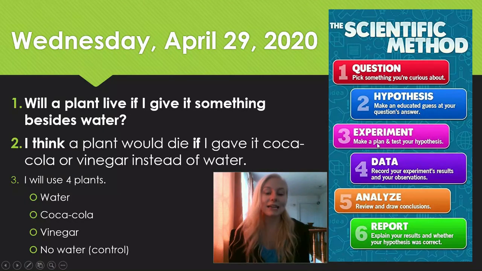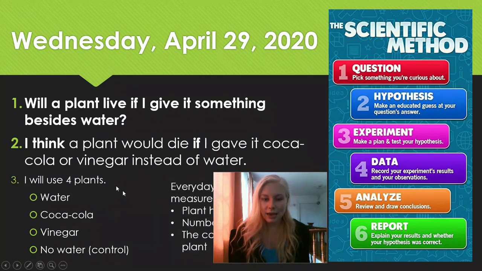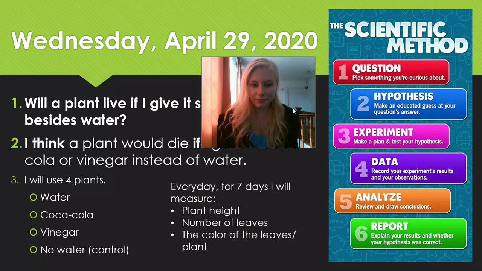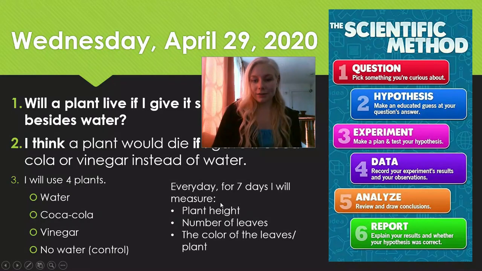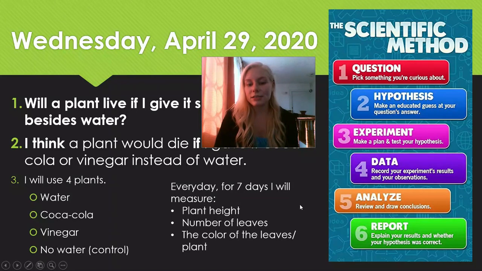And then number 3, make an experiment. Make a plan and test your hypothesis. So this is my plan. Okay, remember I told you guys how I was going to feed them every day for 7 days. Okay, so as I put right here, this is the plan. So right here on number 3 under experiment, it says make a plan and test your hypothesis. So here is our plan. Every day for 7 days, okay?